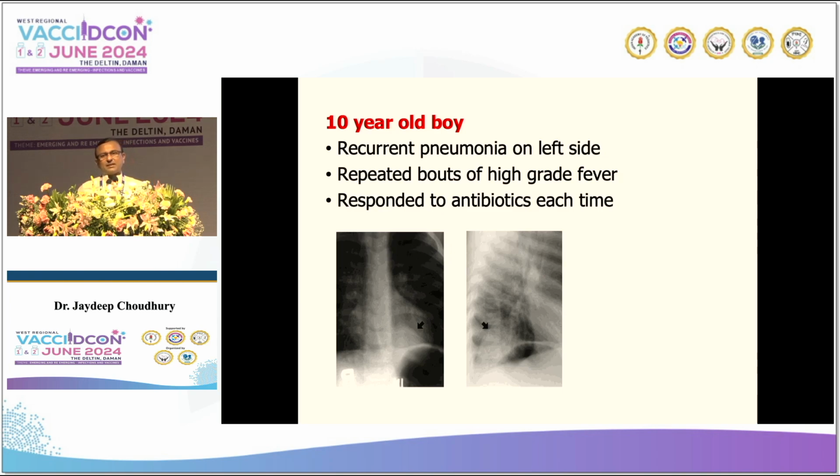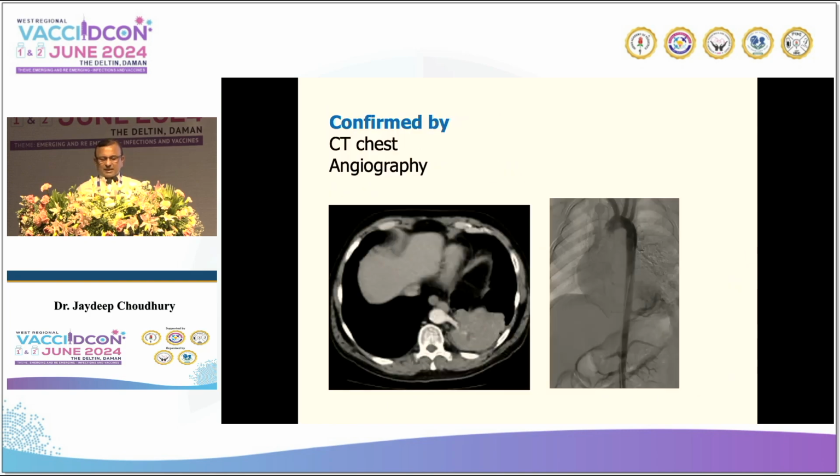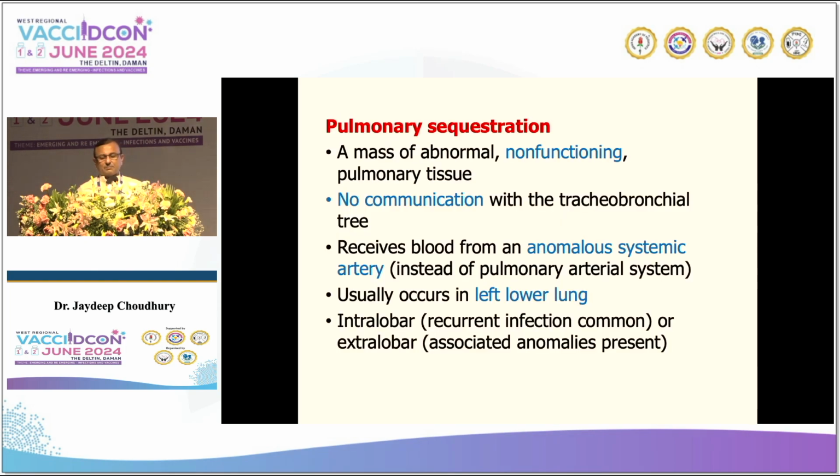10-year-old boy, recurrent pneumonia on left side, repeated bouts of high-grade fever, and each time the child was admitted, given antibiotics and dramatically recovered. You see the post-cardiac, there is a triangular shadow in the left lower zone of the chest. So approaching a recurrent pneumonia, the possibilities: it could be a collapse consolidation, a CPAM, a sequestration, a diaphragmatic hernia. So we had the options of further investigations like USG chest, CT, angiography, bronchoscopy. Some investigations were done, but ultimately it was the CT chest and angiography which confirmed. You can see the descending aorta and the blood vessels going out. This is a pulmonary sequestration.